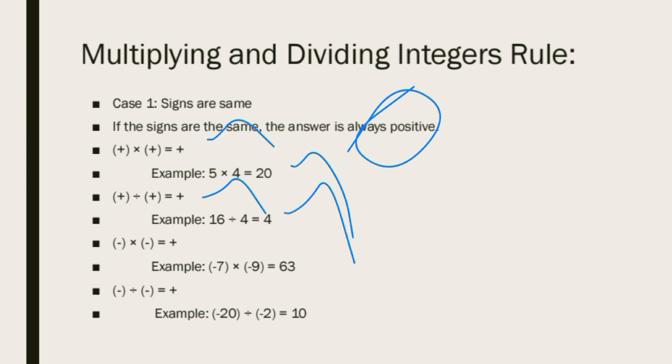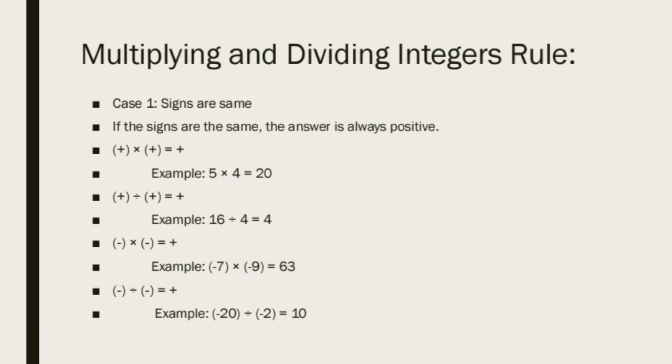Negative integer into negative integer, we get a positive integer. For example, minus 7 into minus 9, we get plus 63. Then, negative integer divided by negative integer, we get a positive integer. For example, minus 20 divided by minus 2, we get plus 10.